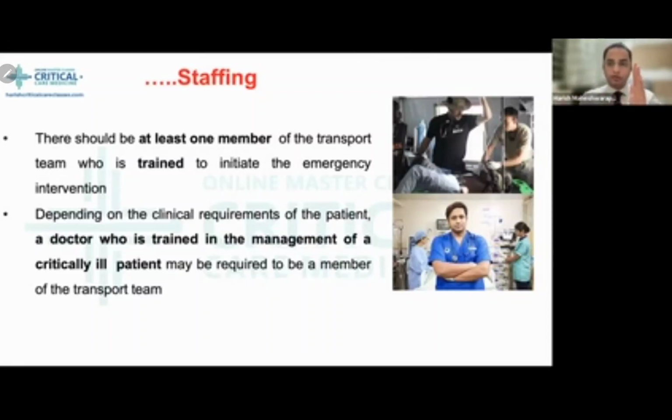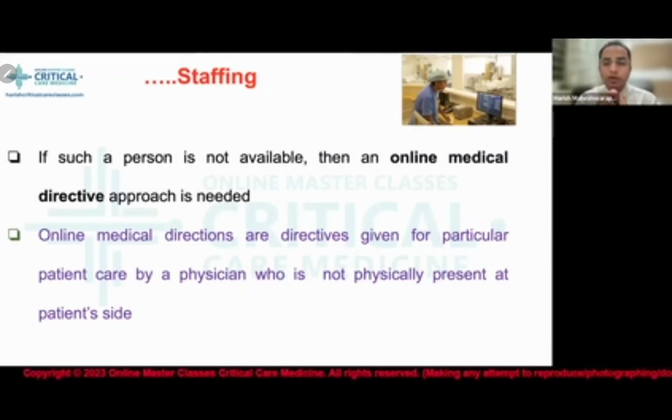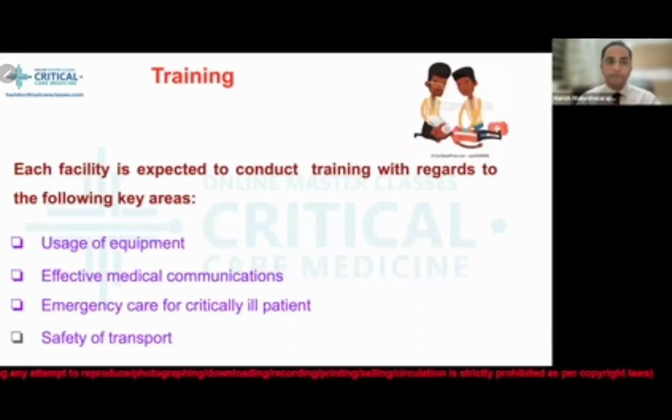Sometimes paramedical staff is okay if the patient is moderately sick, but if the patient is severely sick, we need a properly trained doctor to address emergencies which may have sequelae during the transfer process. If such a person is not available, then an online medical directive approach is needed. Suppose you don't have a doctor to accompany: you initiate the transfer process with paramedical staff, but the doctor should be available on call. Online medical directives are given for particular patient care by a physician who is not physically present at the patient's side.